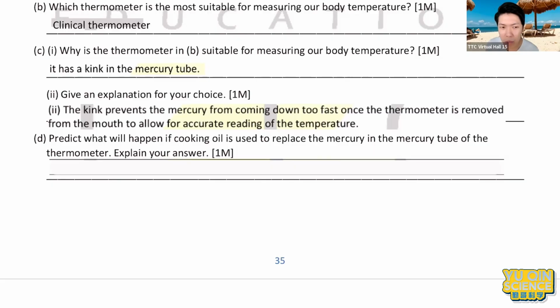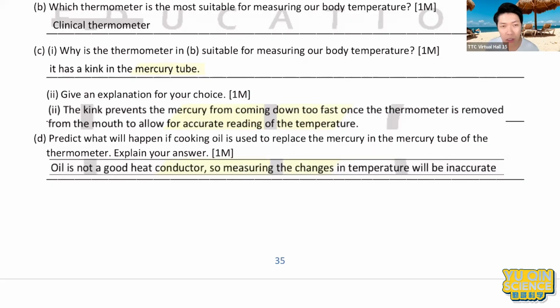Yeah, because mercury is a good heat conductor. If you use cooking oil, it's not a good heat conductor, so it's not accurate. It doesn't expand and contract accordingly. The reason we use mercury is because it is a metal in liquid form and it is good in expanding and contracting.